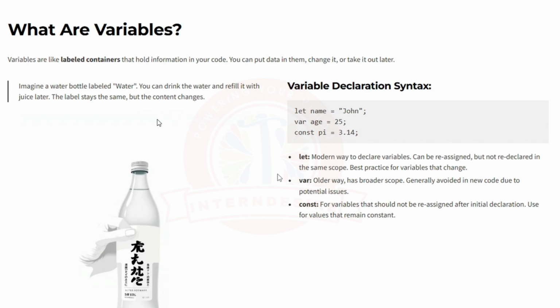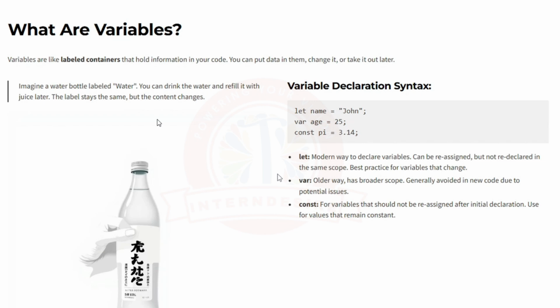Variable declaration syntax, here you can see: let name equals John, let age equals 25, const pi equals 3.14. So we can declare variables using var, let, or const.